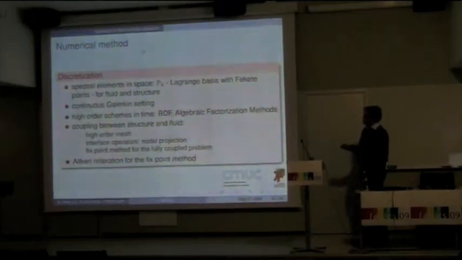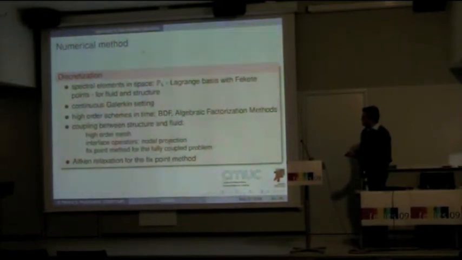And what is the strategy that we propose? So we do spectral element in space using Lagrange basis with FEKT point sets. We are in continuous Galerkin setting. We use high order scheme in time, BDF and eventually algebraic factorization methods. And for the coupling between the structure, basically we have high order mesh, so we will see that it doesn't work at the moment.